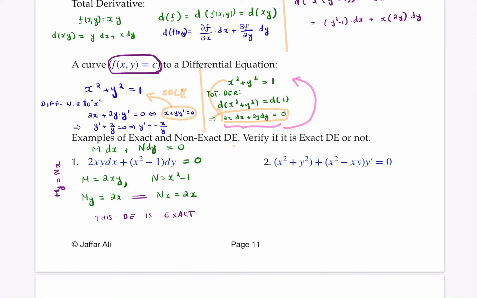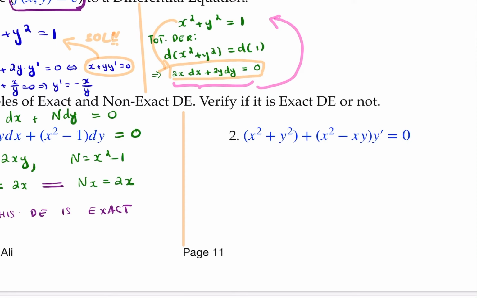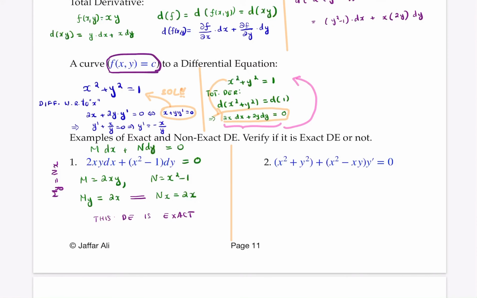Let's take a look at the second one. Here again, by the same token, this is going to be M, and then plus N y prime. Now that's not really in this form. But this looks like this: y prime plus x over y equal to 0. So now we should be able to rewrite it, because what is the y prime anyway? The y prime is dy over dx, right?